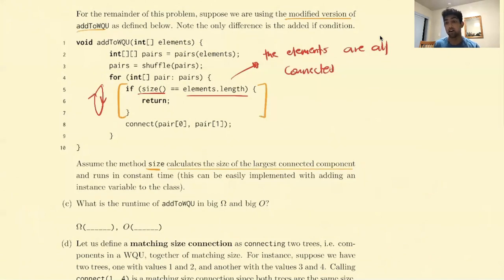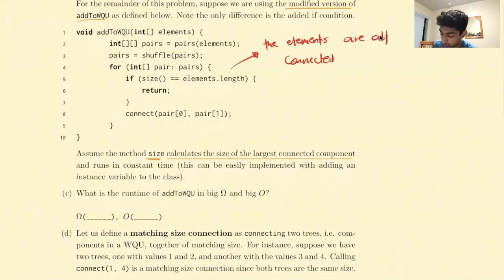Because if the size of the largest tree is equal to elements.length, it means that there's a tree with everybody included, which means all the elements are connected, okay? So what I'm going to say now is let's explore two possibilities. Let's explore a possibility for an omega bound. I'll prove it's a tight omega bound. Then let's explore a possibility for a big O bound, okay? But I'm going to start with omega.